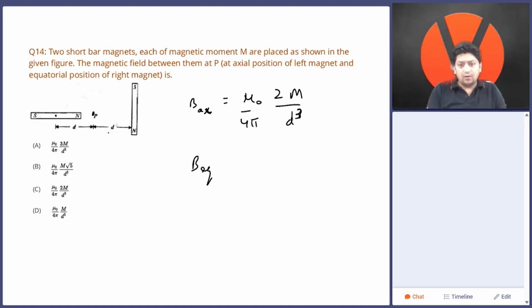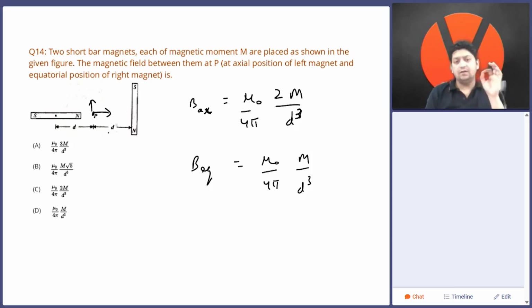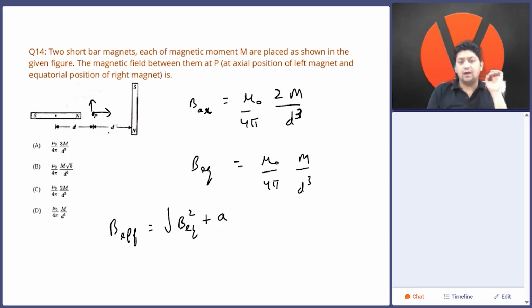And for the equatorial line, see, the magnetic field due to the axial line will be in this direction, and due to the equatorial line it will be in this direction, right? So its value will be mu naught upon 4 pi m by d cube. It's similar to the case of a dipole in the electric field, in electrostatics. Now what we need to figure out is the magnetic field between them at point P. The effective value B effective will be nothing but the under root of B equatorial square plus B axial square.